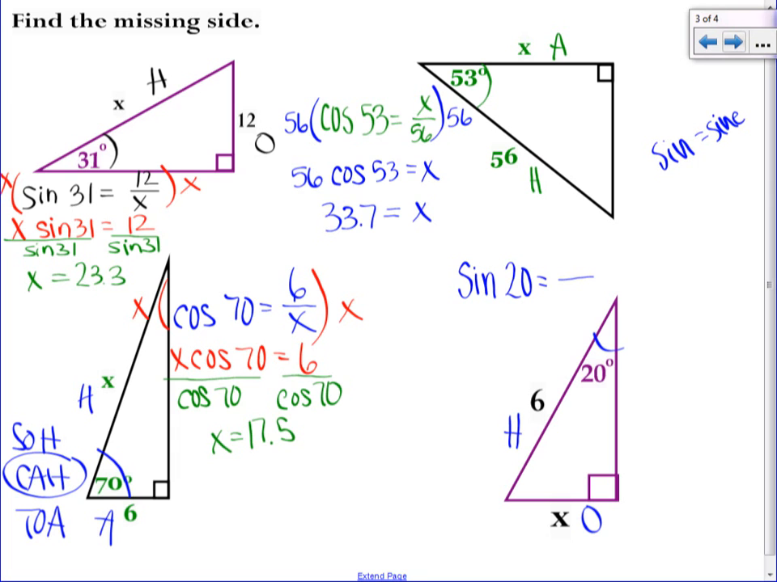All right, what order should this go in? We multiply by 6. Somebody tell me what we get. How long is x? 2.1.